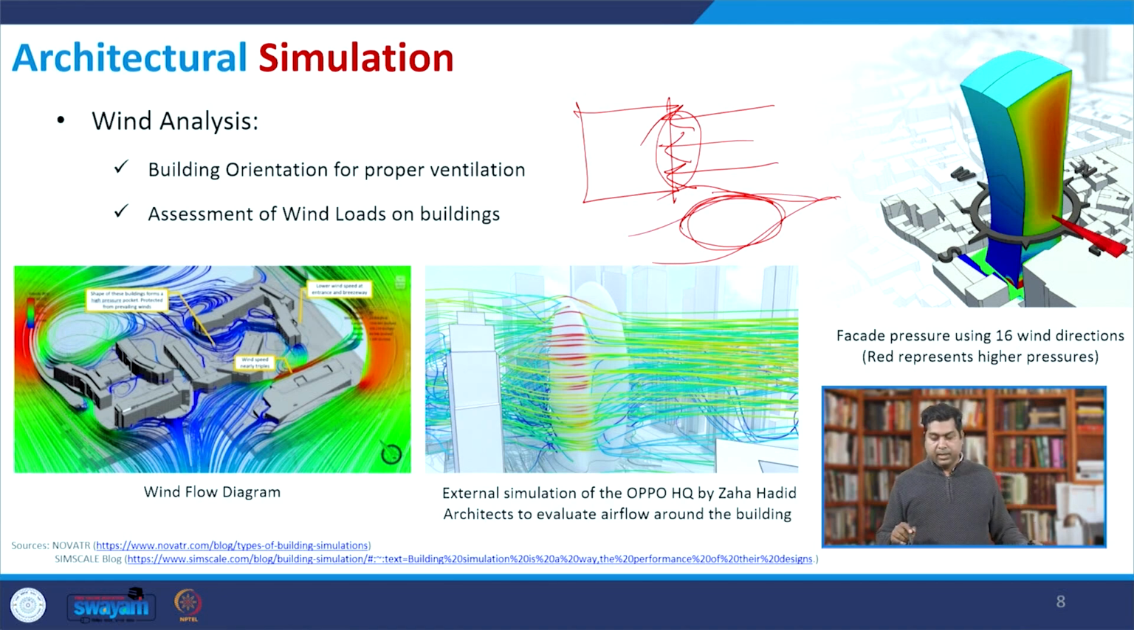So here you can see for this particular building, for this particular surface, this is the wind direction and it is creating so much pressure, where this is the external simulation of the Oppo headquarters designed by the famous Zaha Hadid Architects. Here you can see how the airflow around the building is simulated. For this kind of profiling of a building, it is actually reducing the wind pressure and can sustain better. So the application of the simulation is actually helping to determine the overall shape of the building.